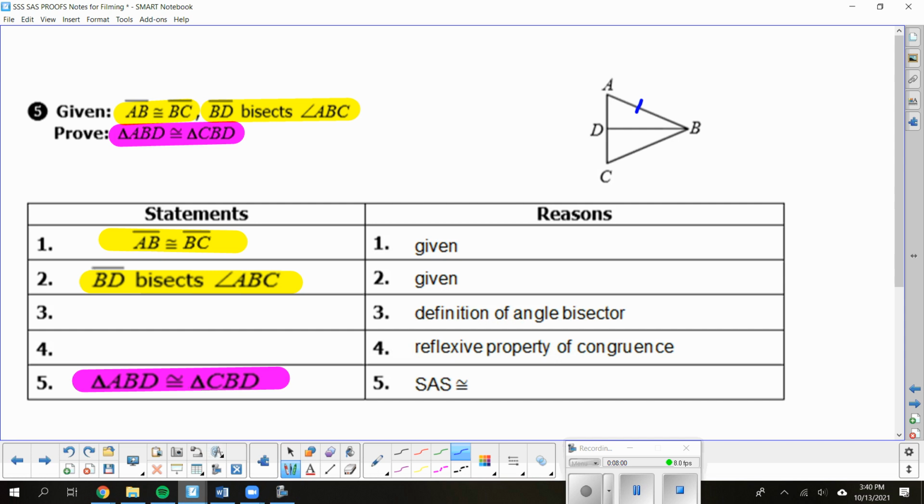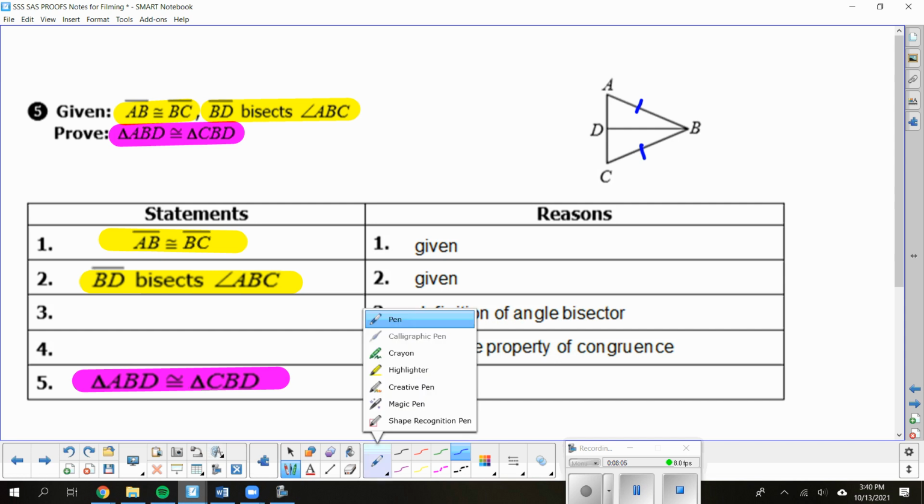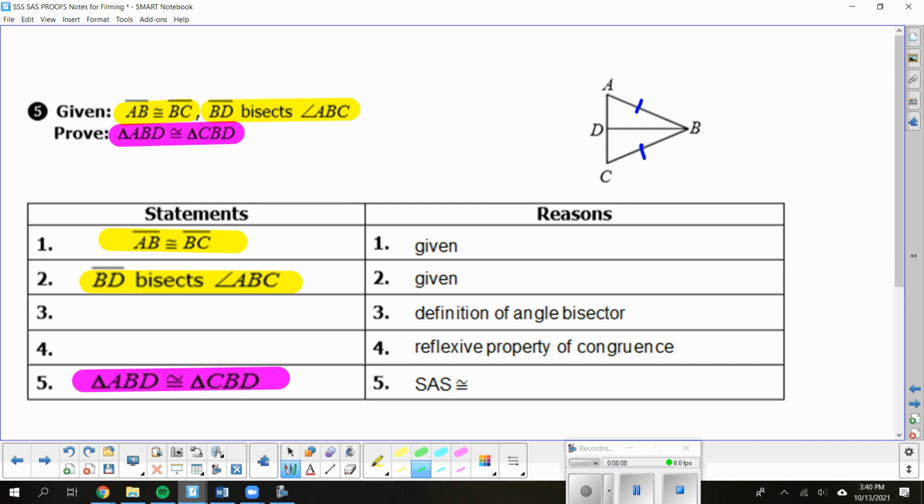AB is congruent to BC. And then I'm told that BD bisects angle ABC. So BD, this segment right here, bisects ABC, this blue angle. Bisects means to cut in half. Bisects is also one of your signal words. Bisects is going to tell you you need to use angle bisector. So remember, if you're cutting that blue angle in half, each side is going to be congruent. So each side of that green segment of the angle is going to be congruent.